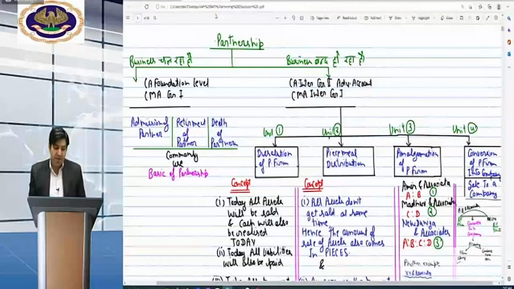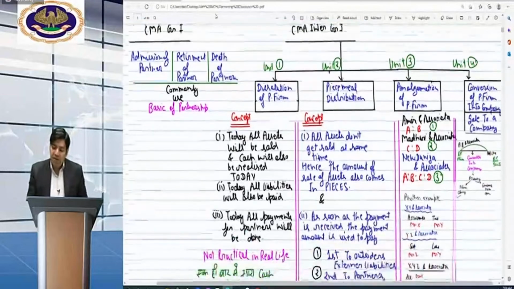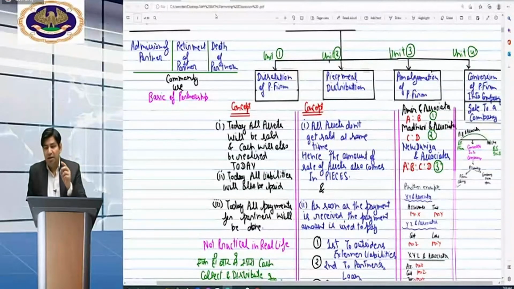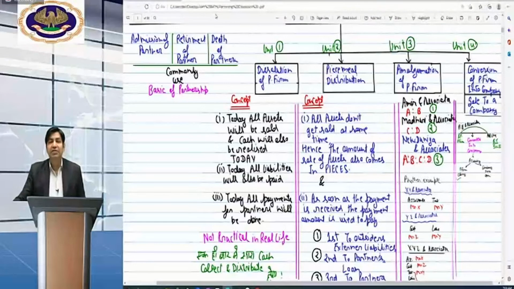Partnership business is accounted in our course at different levels: up to foundation level, admission, retirement, death, and at inter level there are 4 units in the second group, CA Inter. Unit 1 is dissolution of partnership firm, as named in our ICAI study material. Unit 1 says all the assets will be sold on the same date, all the liabilities will be paid on the same date, and all the partners will be settled on the same date.